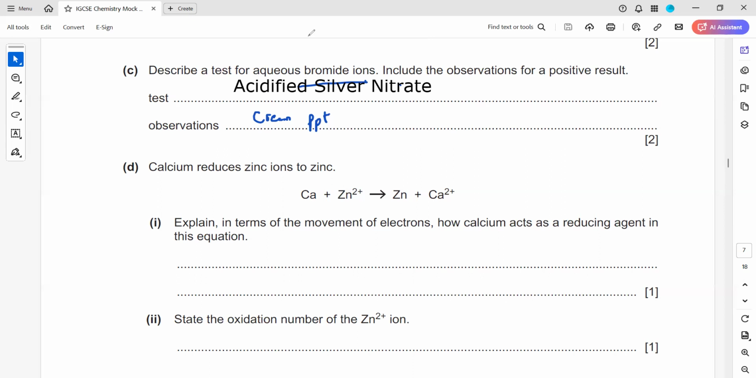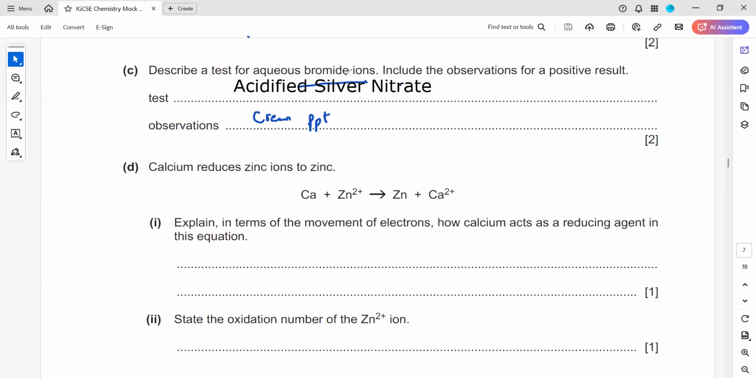For the halide ions, you cannot add bromide, and you cannot add an unsaturated hydrocarbon. This is always the test. Whenever you want to test a chloride, bromide, or iodide, it's always acidified silver nitrate, or you can also add lead nitrate. This will also give the same result.